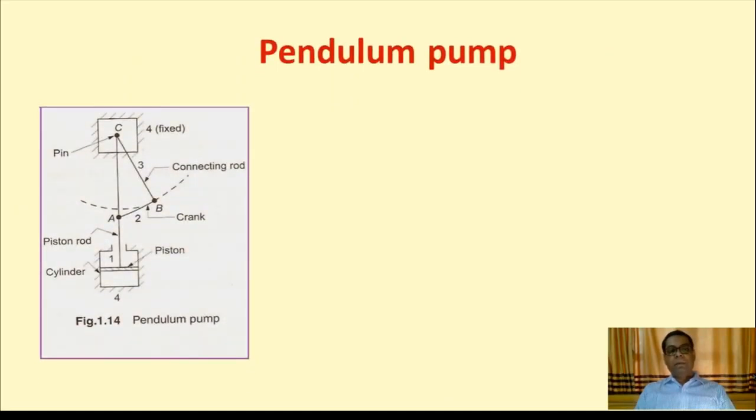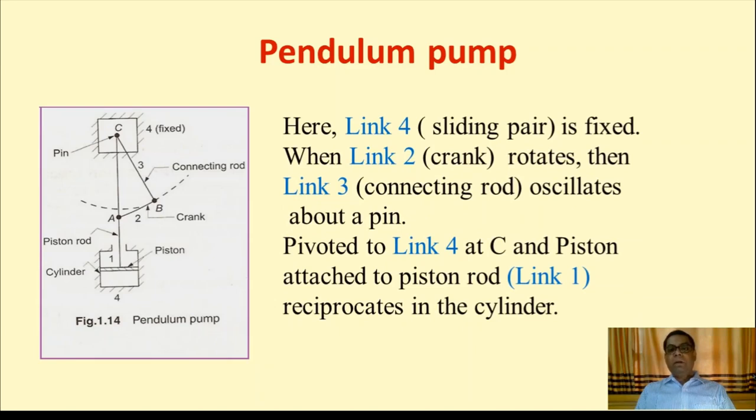In the pendulum pump, you can see in the given figure that, just like a pendulum, one segment of this particular link, that is AB, periodically oscillates, and similarly the connected link, that is BC, also moves and acts like a pendulum. The link 4 or the sliding pair is fixed. When link 2 or crank rotates, then link 3 or the connecting rod oscillates about the pin, which is pivoted to link 4 at point C, and the piston attached to the piston rod or link 1 reciprocates in the cylinder. So this is why it is called a pendulum pump.